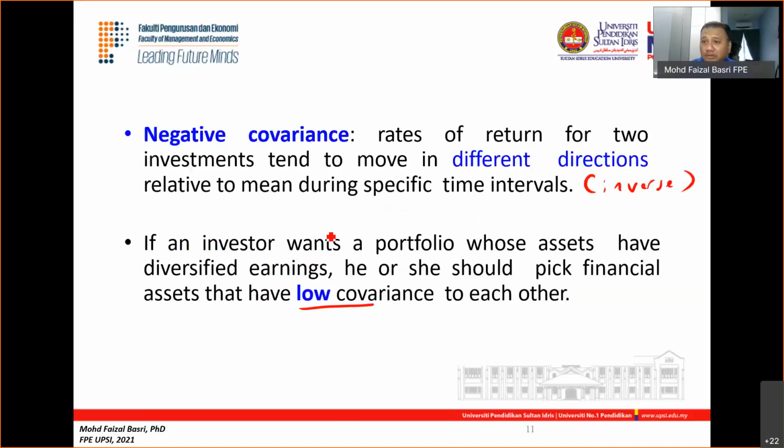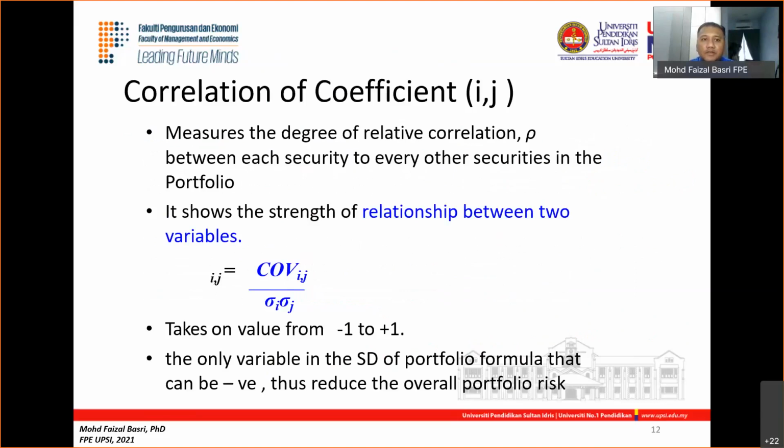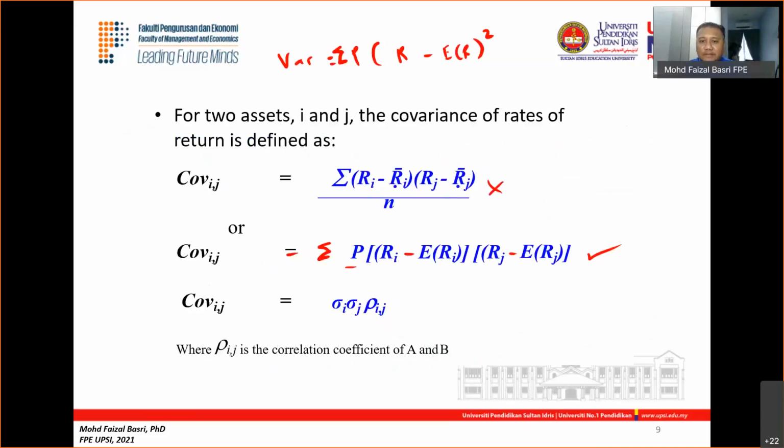Lastly, if it's zero, it means no relationship at all. If the score of covariance is zero. So that's the first measurement, covariance. Okay, covariance. This is a formula that we need to use later on: the sum of probability with the difference of returns for stock A and stock B.